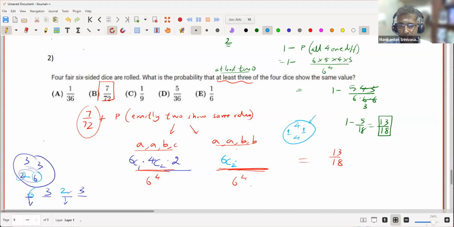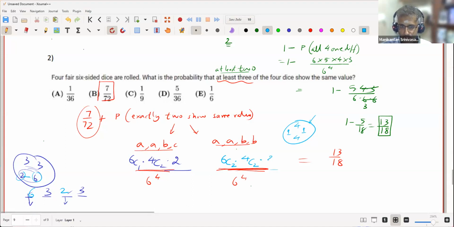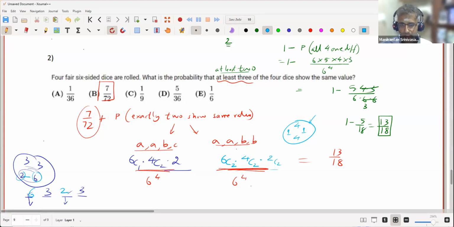Which of the 2 spots does 1 have to take among the 4? So that's 4 choose 2. Automatically, there's nothing else for the other number to choose. The remaining 2 spots go there. It's 2 choose 2, which is 1. All of you clear on this one?